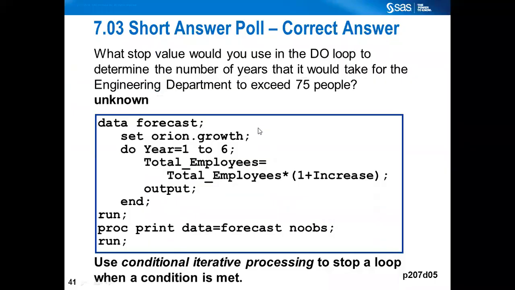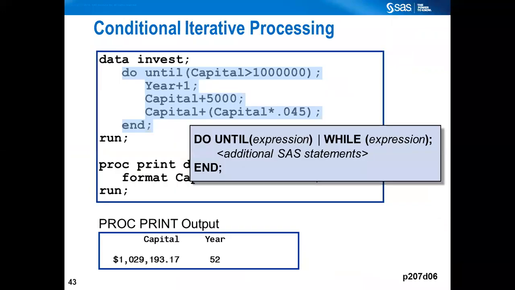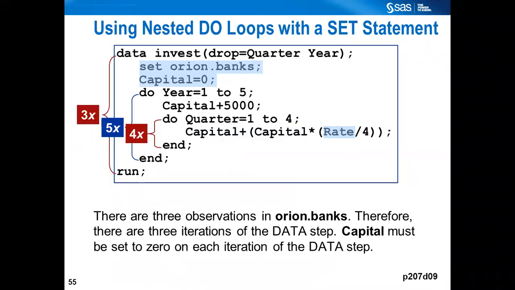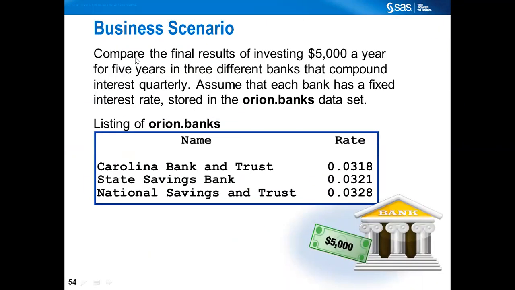All right. So then another example of nested do loop. Now in case you have this data set where you have the bank's name and their rate of interest. It's telling you to compare the final results of investing 5,000 a year for 5 years in three different banks that compound interest quarterly. These are different banks with different rates of interest, and in every bank you're saving 5,000. So assume that each bank has a fixed rate of interest stored in this data set.